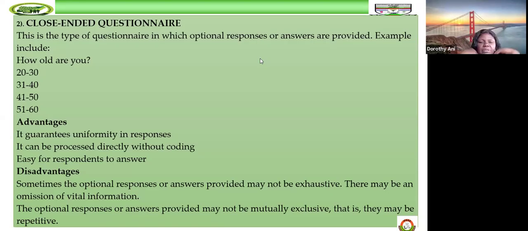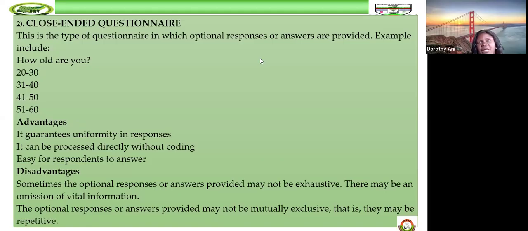But had it been otherwise, some of them may not even bother to write the one that is not there. They will just choose from any option you have given, and the main thing we're looking for may be missing. So the disadvantage again is that the optional responses or answers provided may not be mutually exclusive. That's what you are saying, that they may be repetitive. There may be a repetition of what we have already talked about.